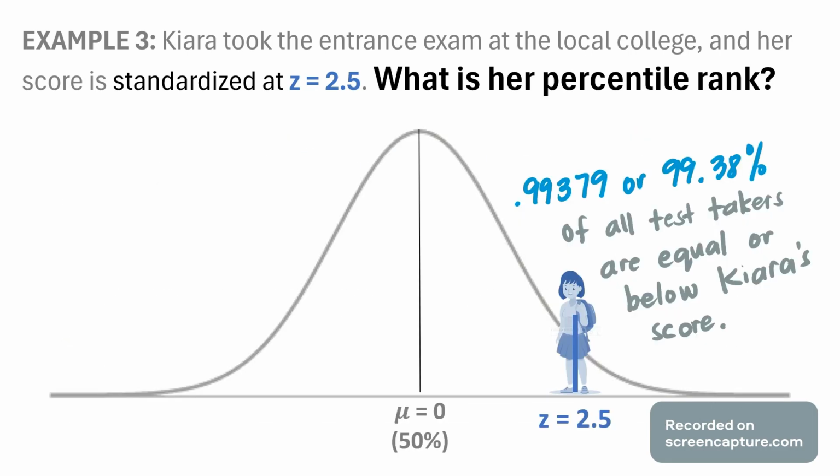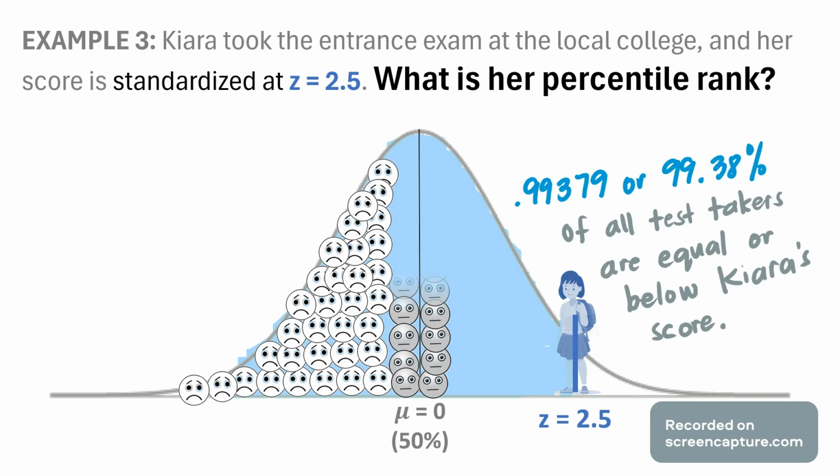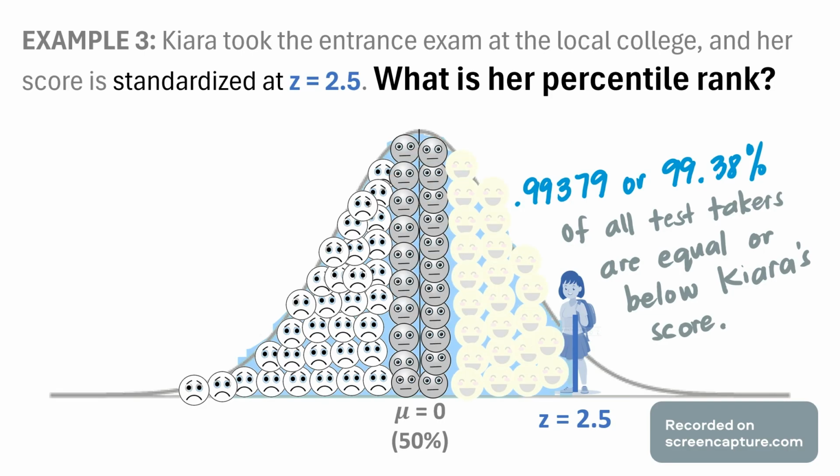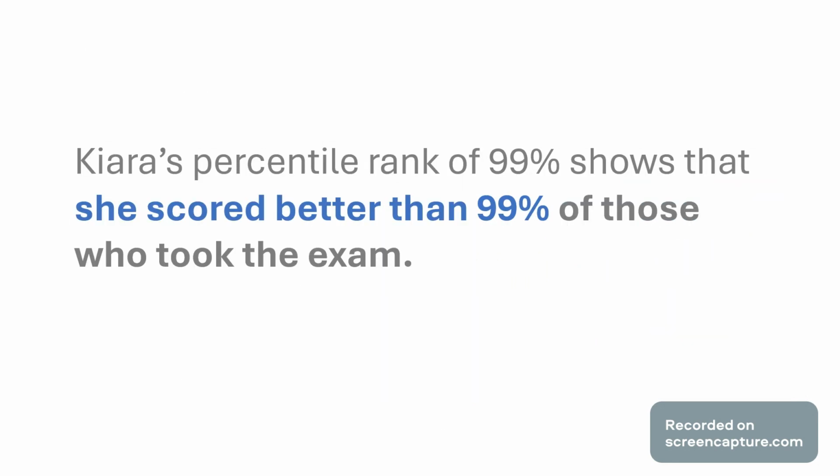This means that Kiara managed to outscore about 99% of all other test takers. She must be very smart. She managed to score higher than others who have a lower rank, those in the middle 50% of the distribution, and even among those who scored high. Since Kiara's percentile rank is already 99%, then only about 1% managed to score higher than her. Kiara's percentile rank of 99% means that she scored better than 99% of those who took the exam.